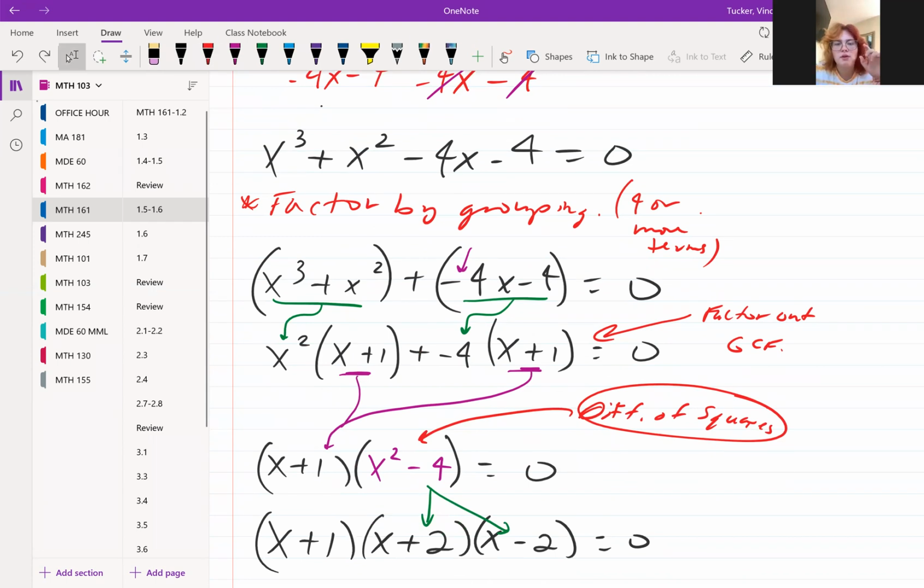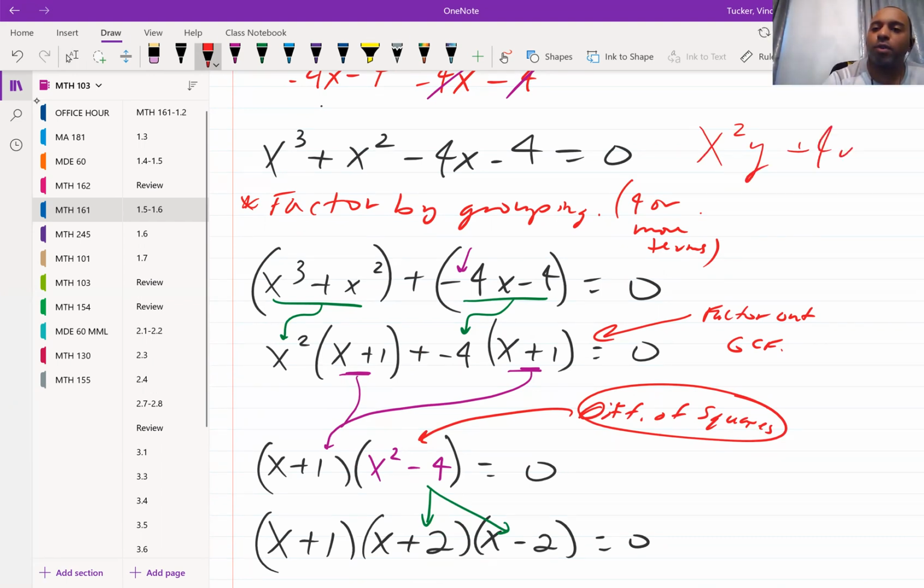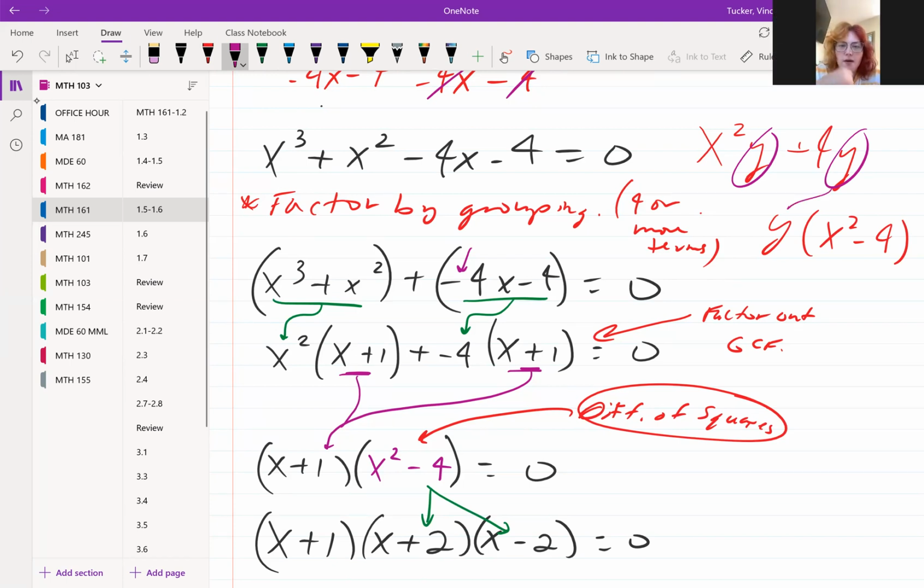So you wouldn't do x plus 1 twice? No, it'll be just like this. Let's say if I had x squared y minus 4y, I would just pull the y out, and that leaves me with x squared minus 4. So it's that same thought process. It's just that instead of y, it is x plus 1. Good question. It is asked a lot.